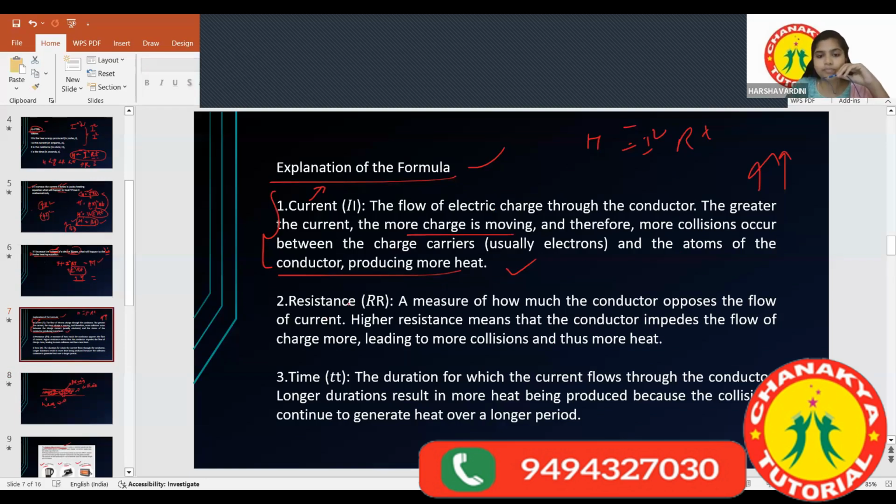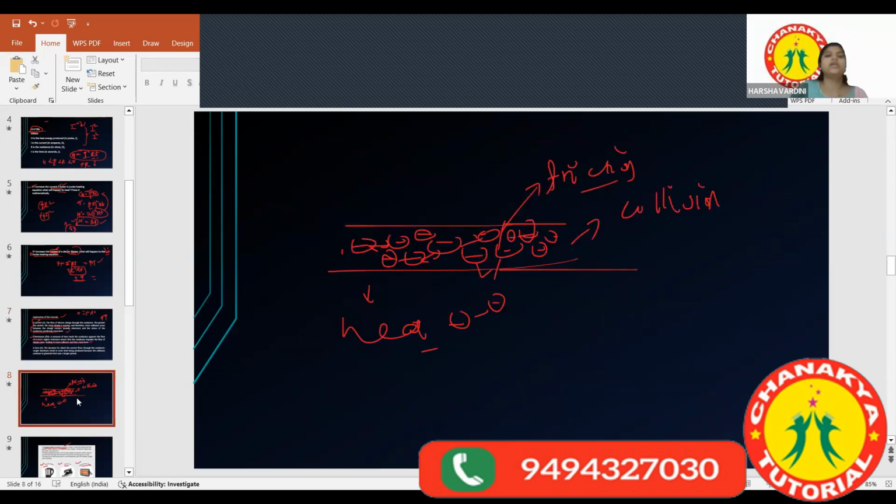Got it? Yes. Now the resistance: the measure of how much the conductor opposes the flow of current. Higher resistance means the conductor impedes the flow of charges more, leading to more collision and thus more heat. So what do you mean by resistance normally? Resistance means saving you from something.